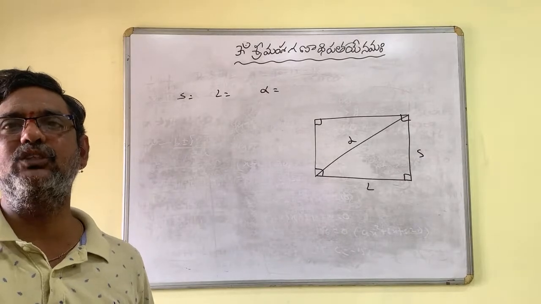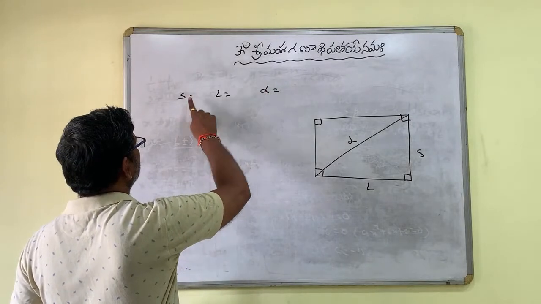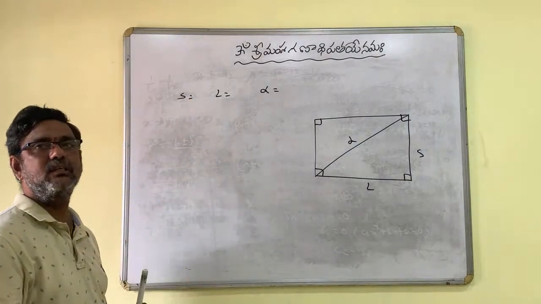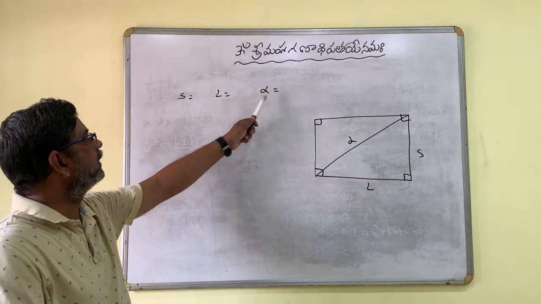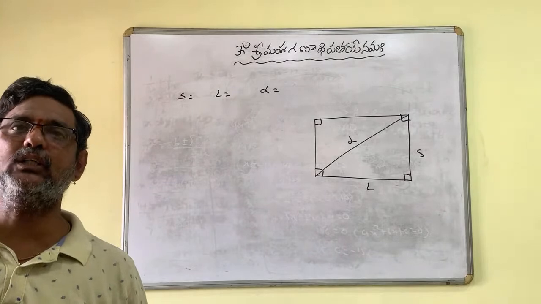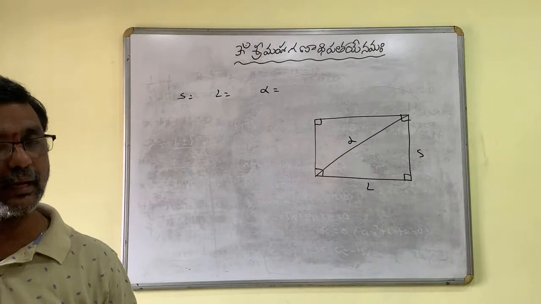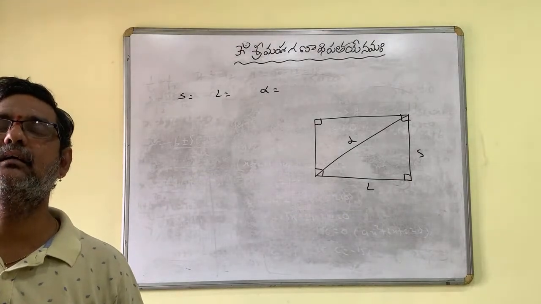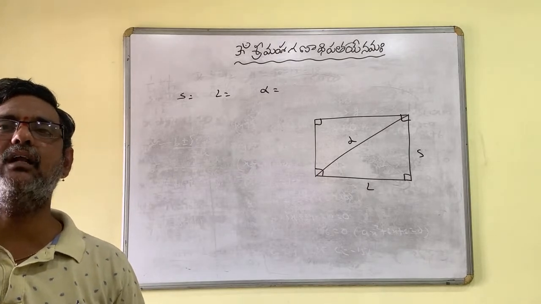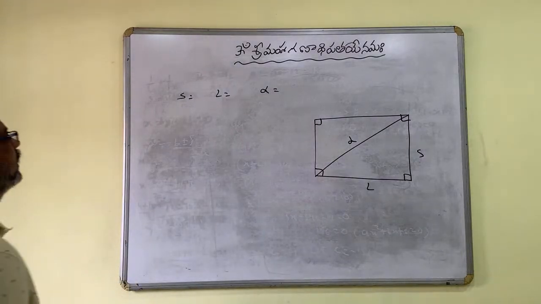There is a relation, clues are given. What is that? Diagonal is 60 more than the shorter side. Longer side is also 30 more than the shorter side. Means these two lengths depend upon the shorter side. That is what we have to understand. If we know the shorter side, we can find out the longer side and diagonal, because the diagonal is 60 meters more than the shorter side and the longer side is also 30 meters more than the shorter side. Okay? Now what do I take?